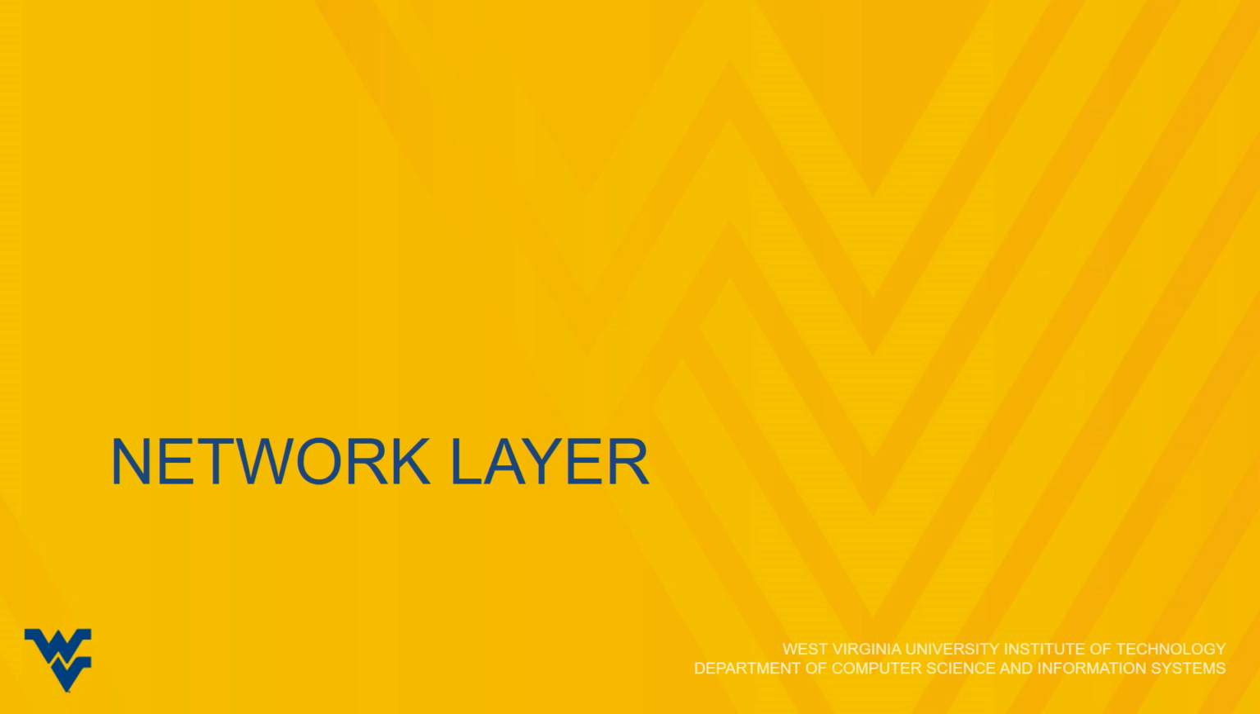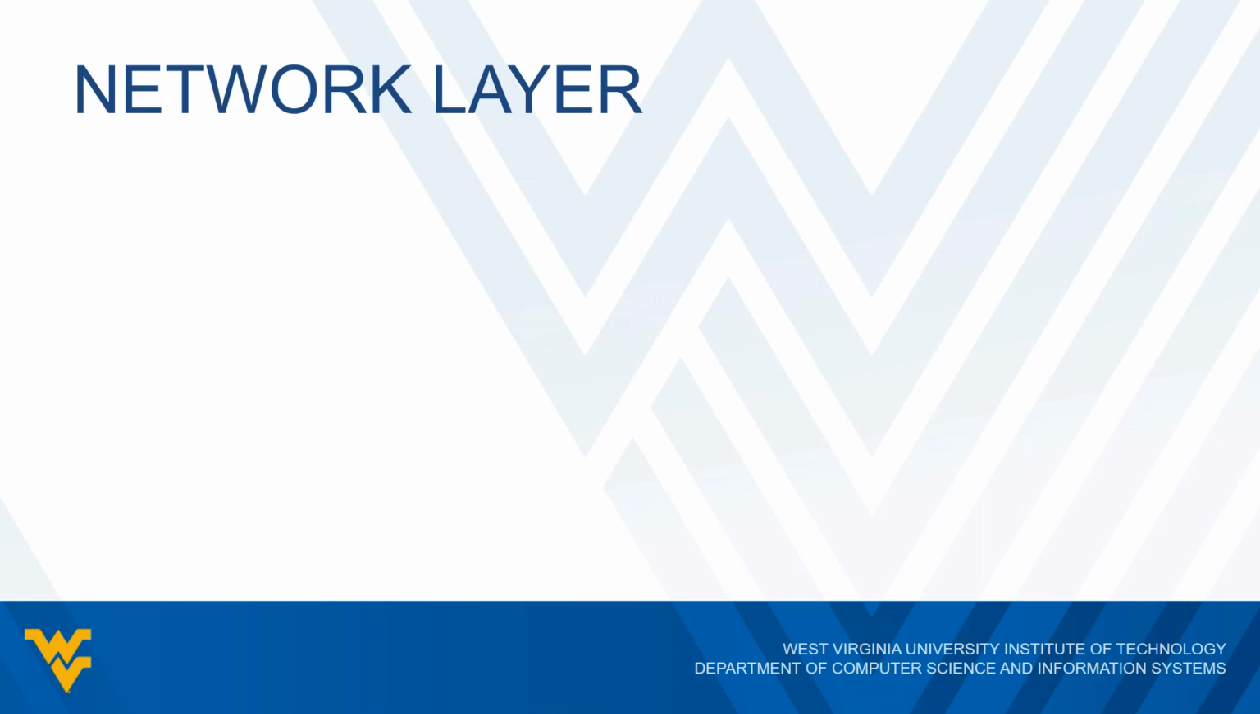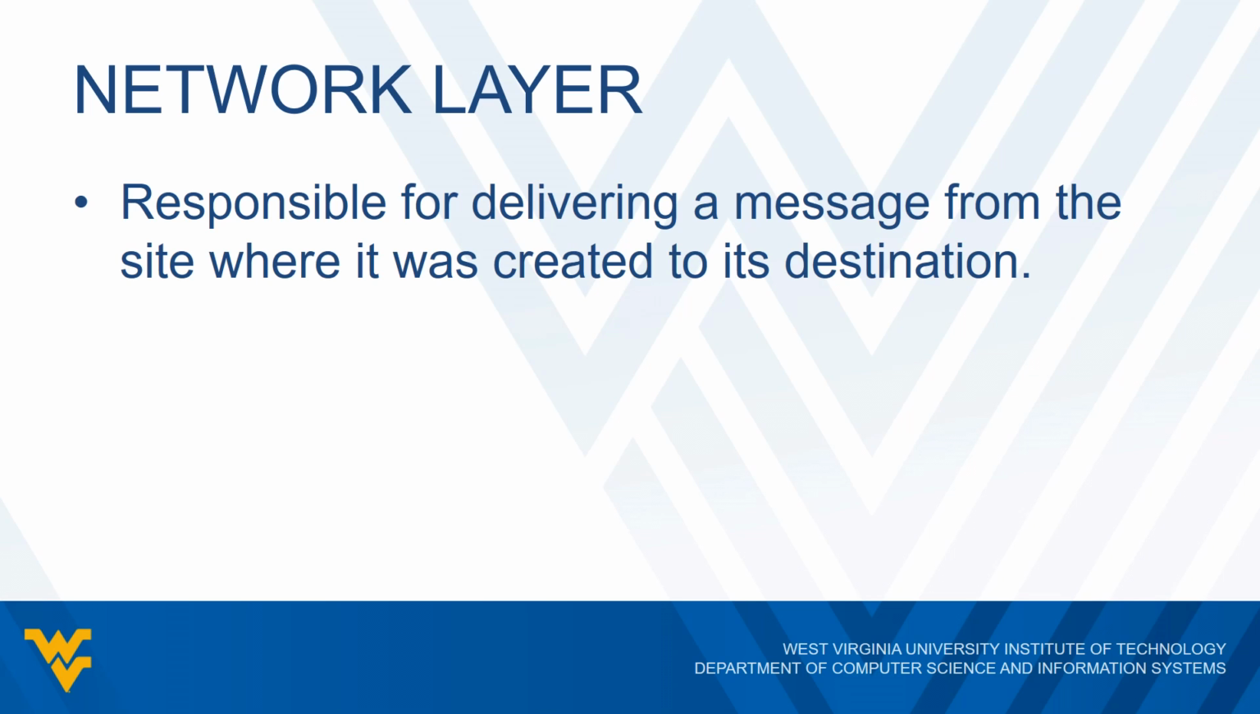We'll now discuss the network layer. The first two layers of the protocol stack enable us to transmit messages from node A to node B, but this is only if the two nodes are directly connected by a physical link. And as we know, there's a lot of nodes that aren't directly connected. So it's the job of the end-to-end network layer to deliver a message from the site where it was created to its ultimate destination.